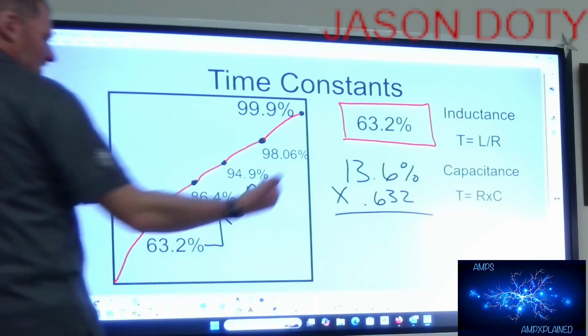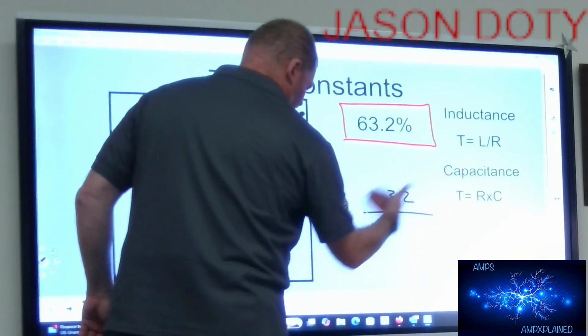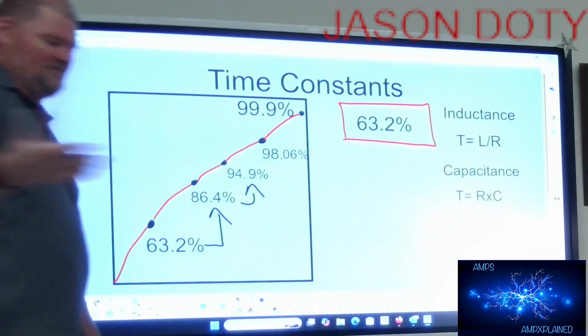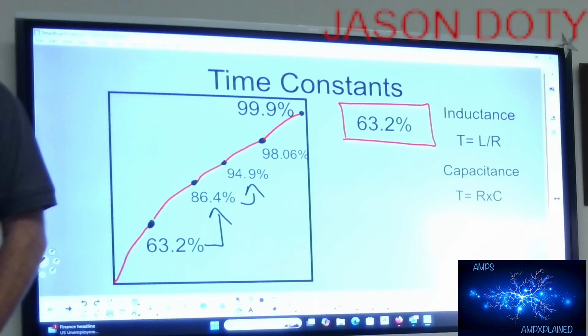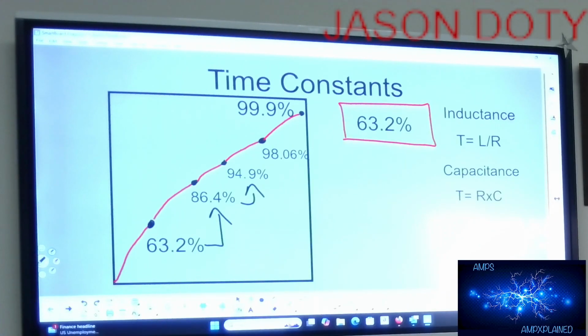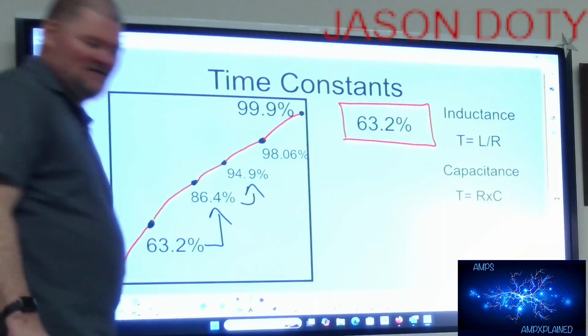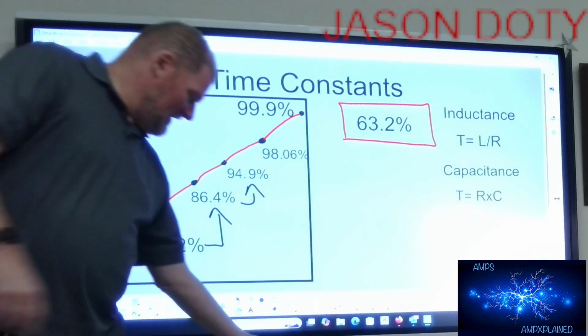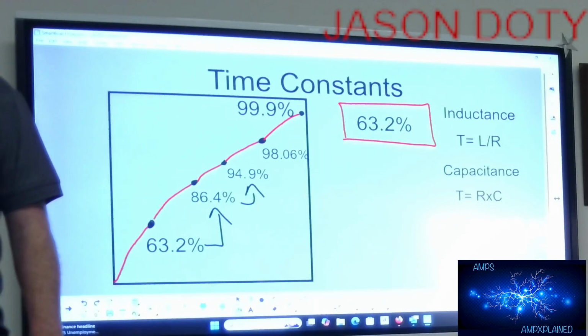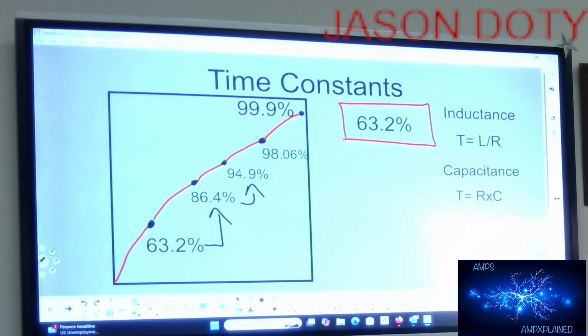Real fun tidbit here, especially for the apprentices I have in the room. We can always remember the percentage of the time constant because it's IBW 236 backwards. So that's a little feather in the cap my apprentices get to use. You go, oh yeah, I remember what that time constant percentage is. It's 236 backwards, 63.2%.